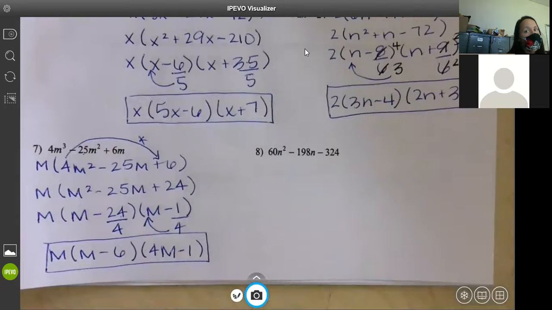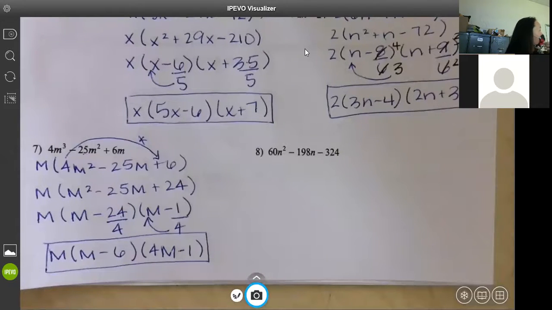All right, so this one's big, right? 60, 198, and 324. I know that a 2 will come out. I don't know if there's more that will come out. What else could we use? What else do you think might come out? I know a 2 will. Y'all ever do this? Like, okay, I know a 2 will come out. Can I get anything bigger? Is there anything bigger that will come out? Do you think? You're not sure?